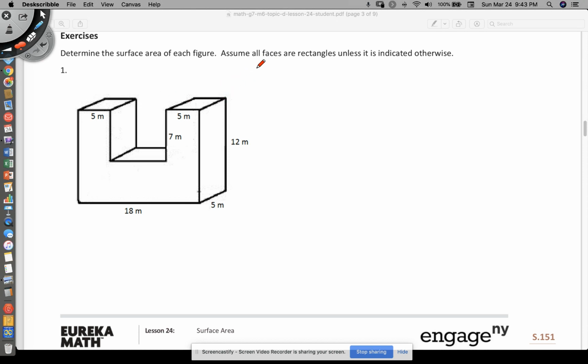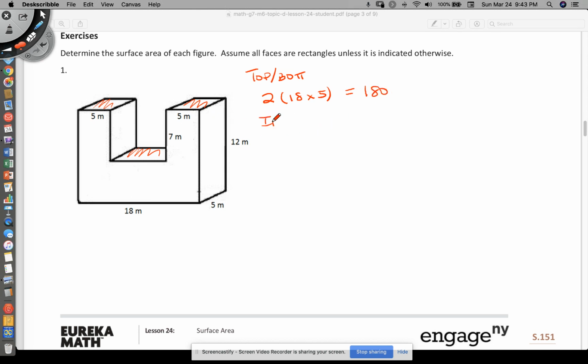So let's talk about the top and the bottom. I'm just going to go ahead and start kind of organizing my work here. I have two 18 by 5s. So I have an 18 by 5 here. And I actually have an 18 by 5 here. It's just broken up. So here's a top, here's a top, and here's a top. Okay? So when I multiply all that together, I get 180.